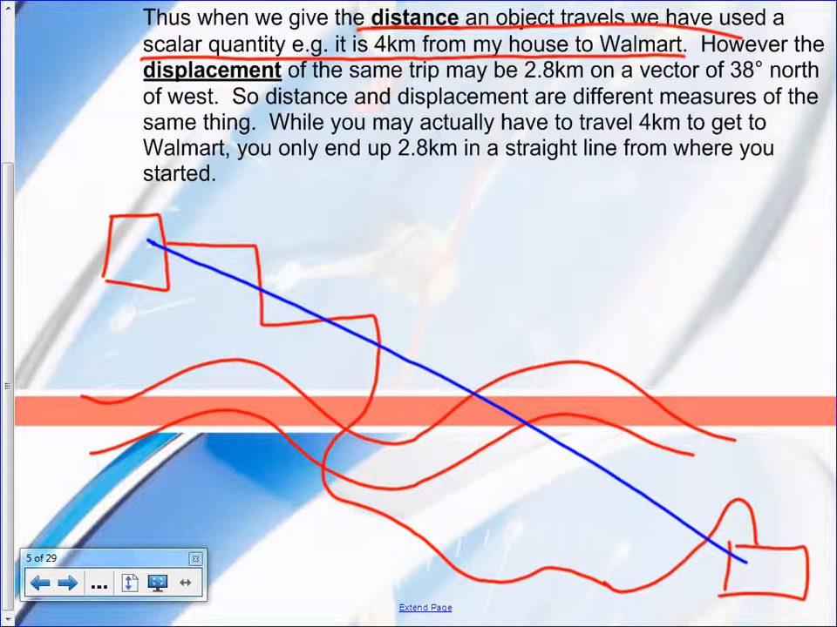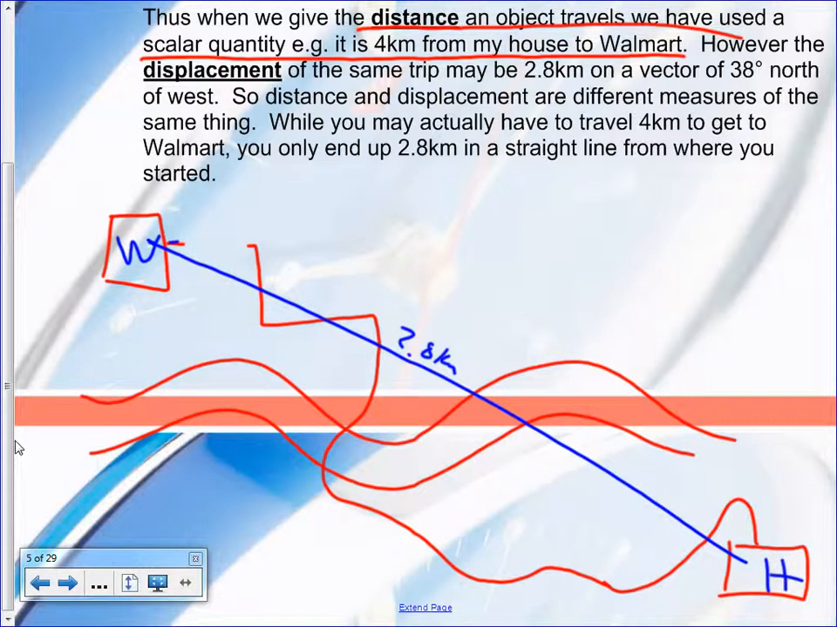Now, I also have to give a direction on that. I haven't drawn it the same way that the picture shows, but I would say 38 degrees north of west, which according to this it isn't. But all right, everyone follow me there? I would have a magnitude. This line is 2.8 kilometers long, and a direction. Let's just say in this case, let's reverse it. Then it'll be north of west. Here's Walmart. Here's my house. We'll just reverse it.